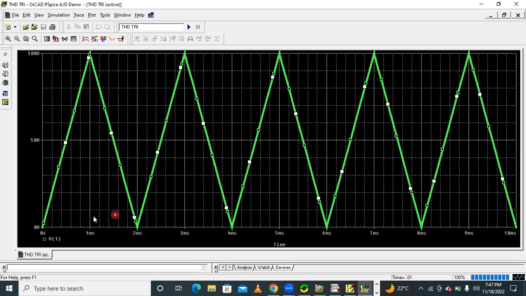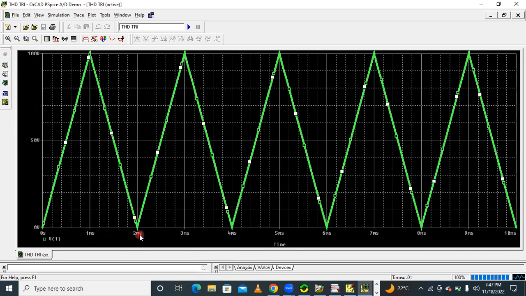Rise time is 1 millisecond, so this is the rise time, and fall time is 1 millisecond. Pulse width is a very small time, that's why 1 nanosecond. Nanoseconds means approximately 0, so this is the pulse width. Compared to pulse width, the rise time and fall time are more, 1 millisecond and 1 millisecond.